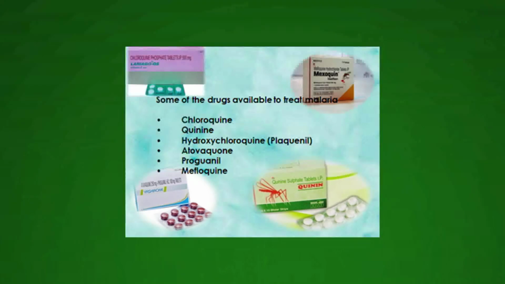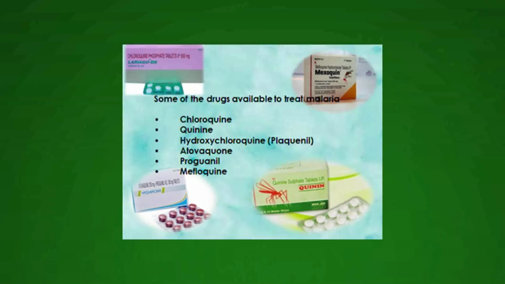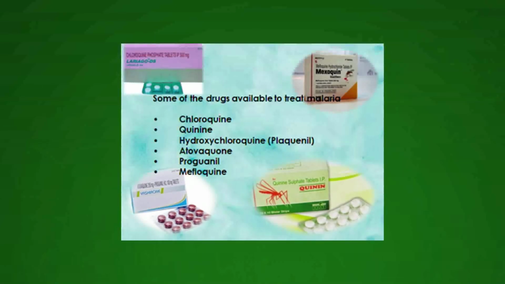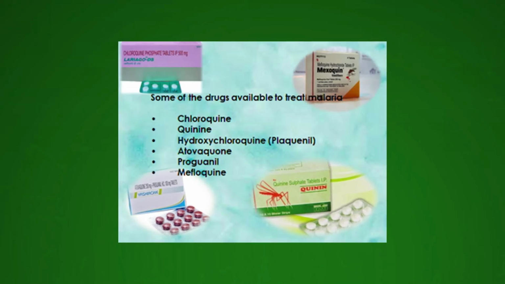of chloroquine resistance. Some of the drugs available to treat malaria include chloroquine, quinine, hydroxychloroquine, also known as Plaquenil, atovaquone, proguanil, and mefloquine. Most Namibians know by now how to protect themselves against malaria.